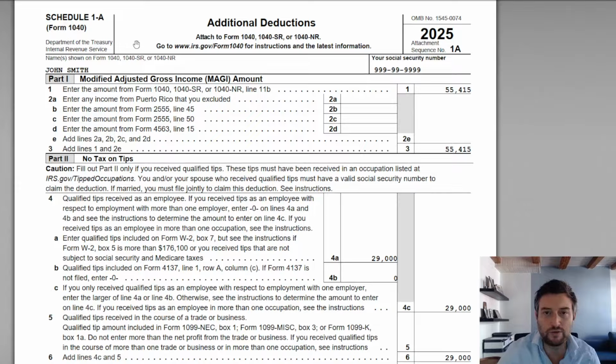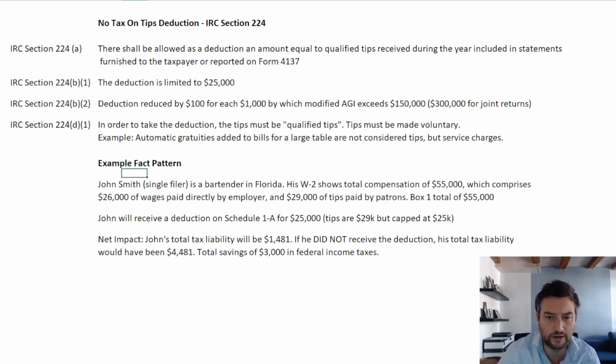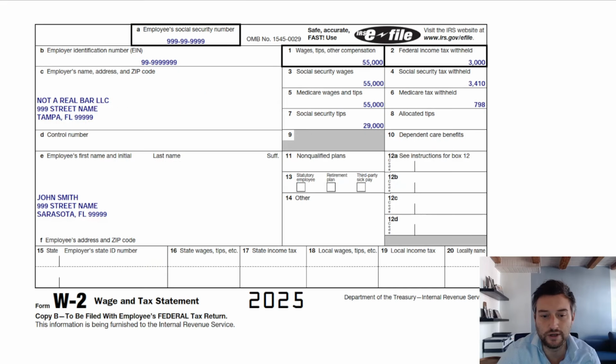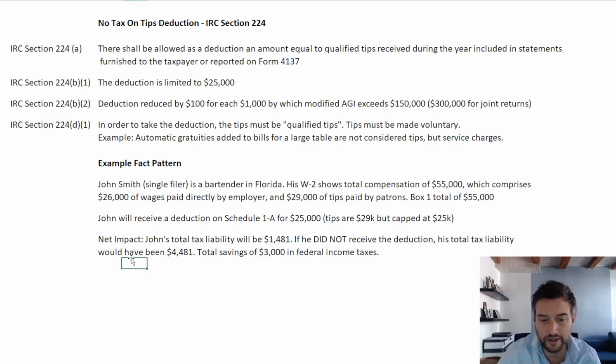So I've got the Schedule 1A in front of us here. It is part of a full return. So we'll look at not only the schedule, but how the numbers flow back to the Form 1040. And then in addition to that, I've got just one slide here covering some background on the deduction and then some details on the fact pattern that we're going to be looking at, and then a sample W-2 for the taxpayer in this example.